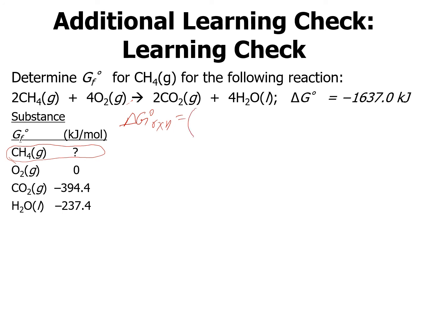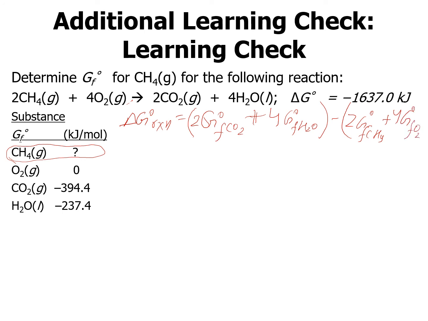What are the products? I have 2 moles of carbon dioxide, so 2 times ΔG°f of CO2, plus 4 times ΔG°f of water, minus 2 times ΔG°f of CH4 plus 4 times ΔG°f for oxygen, which I know should always be 0 since it's an element. So we know what is ΔG°f? Yes, that is given to us right here.